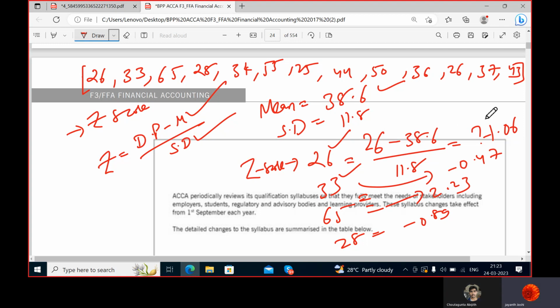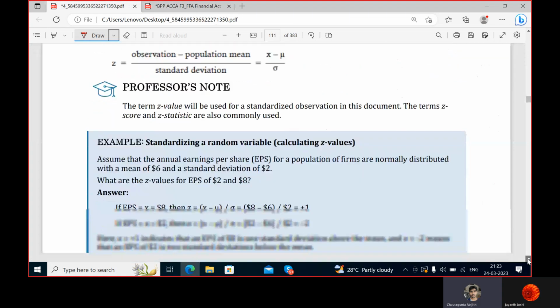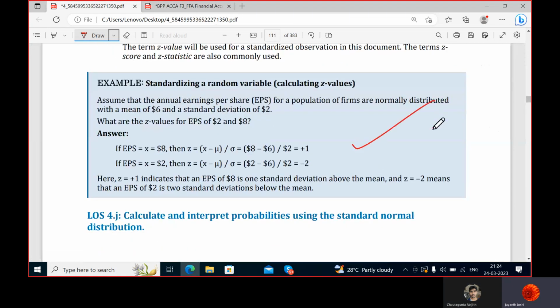All these things we understood. What is the interpretation of a negative value? It lies on the left side, correct? Yes, obviously. It lies below the mean and a positive one lies above the mean, correct? Now, we understood what this means. Can you do this question, Abhijit? Do this.